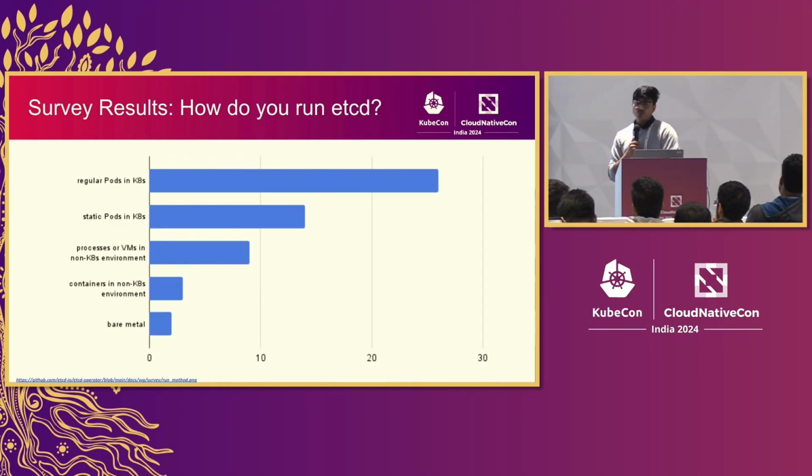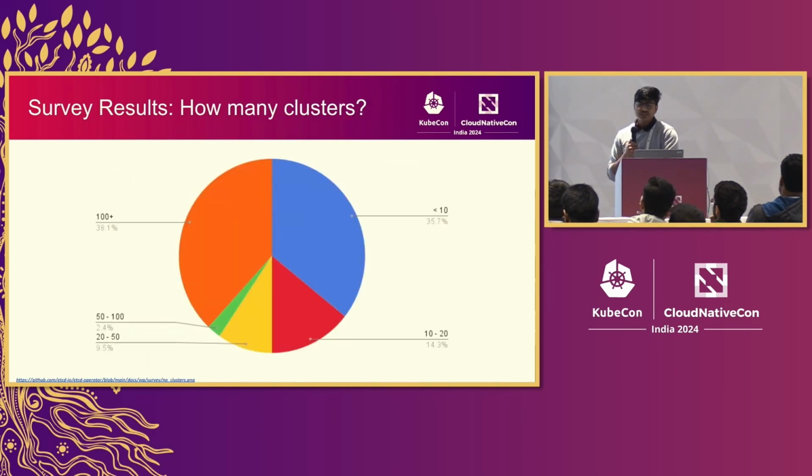To better understand the requirements, we did an extensive survey. We asked, how do you run your etcd clusters? As you can see, most users run it as either regular pods or static pods. Very few run it outside of Kubernetes as VMs or containers, and even fewer on bare metal. The next question we asked was, if you run etcd clusters, what is the scale? What is the number of nodes that you run on? It's mostly either 100 plus or less than 10.